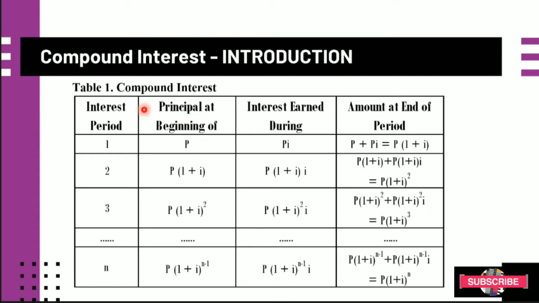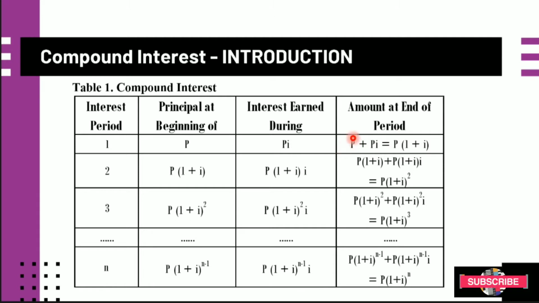So this is Table 1, our compound interest table, so you can understand why our definition is interest on top of interest. In interest period 1, we have the principal in the second column, which is P, and the interest earned during period 1 is simply P times i, and then the amount at the end of the period.